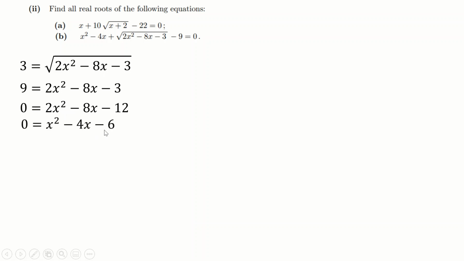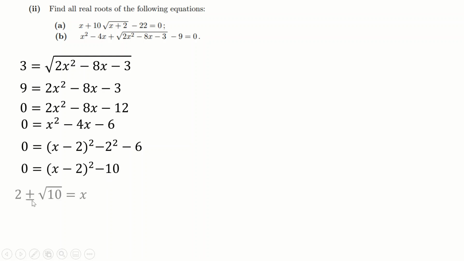Really disappointed about this because this doesn't factorize. Now it's probably quickest for me to complete the square here. Halve this number, take away that number squared, sort that out, add 10 to both sides, square root for plus minus root 10, add 2 to both sides, and I think I get this.